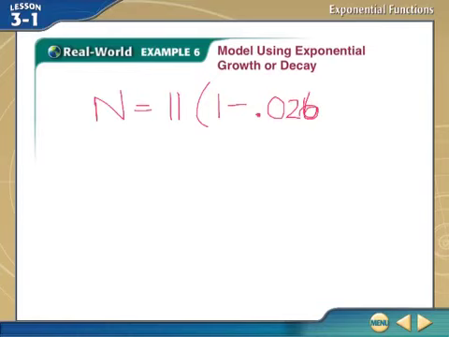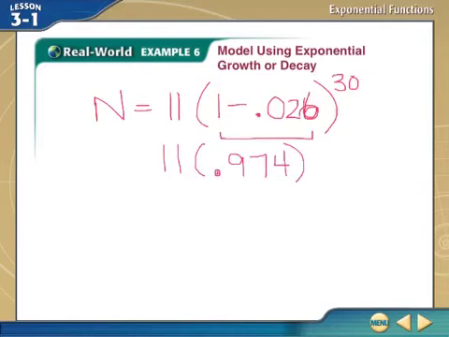2.6% is 0.026 as a decimal. And we'll raise that to the 30th power because we want to know the population after 30 years, so t is 30. So if I simplify following the order of operations, I'm going to subtract 1 minus 0.026, which we already should know is 97.4%. So each year we're only retaining, or keeping, 97.4% of our current population.